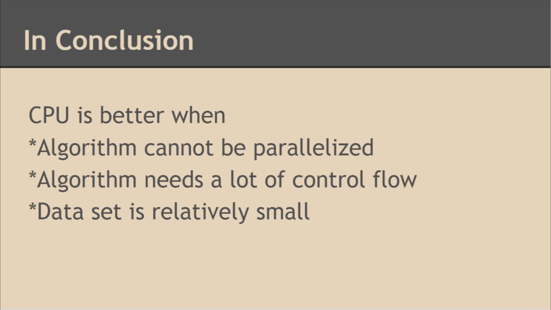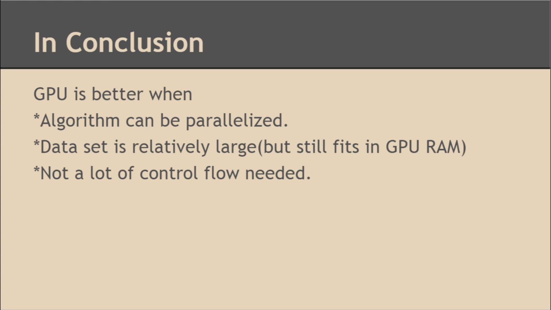In conclusion, it's better to use the CPU when your algorithm cannot be parallelized and you need that massive amount of control flow that the CPU offers, and the data set is relatively small. And the GPU is better when the algorithm can be parallelized and the data set is relatively large, but it still fits within the built-in memory of the GPU, and it doesn't require a whole lot of control flow.